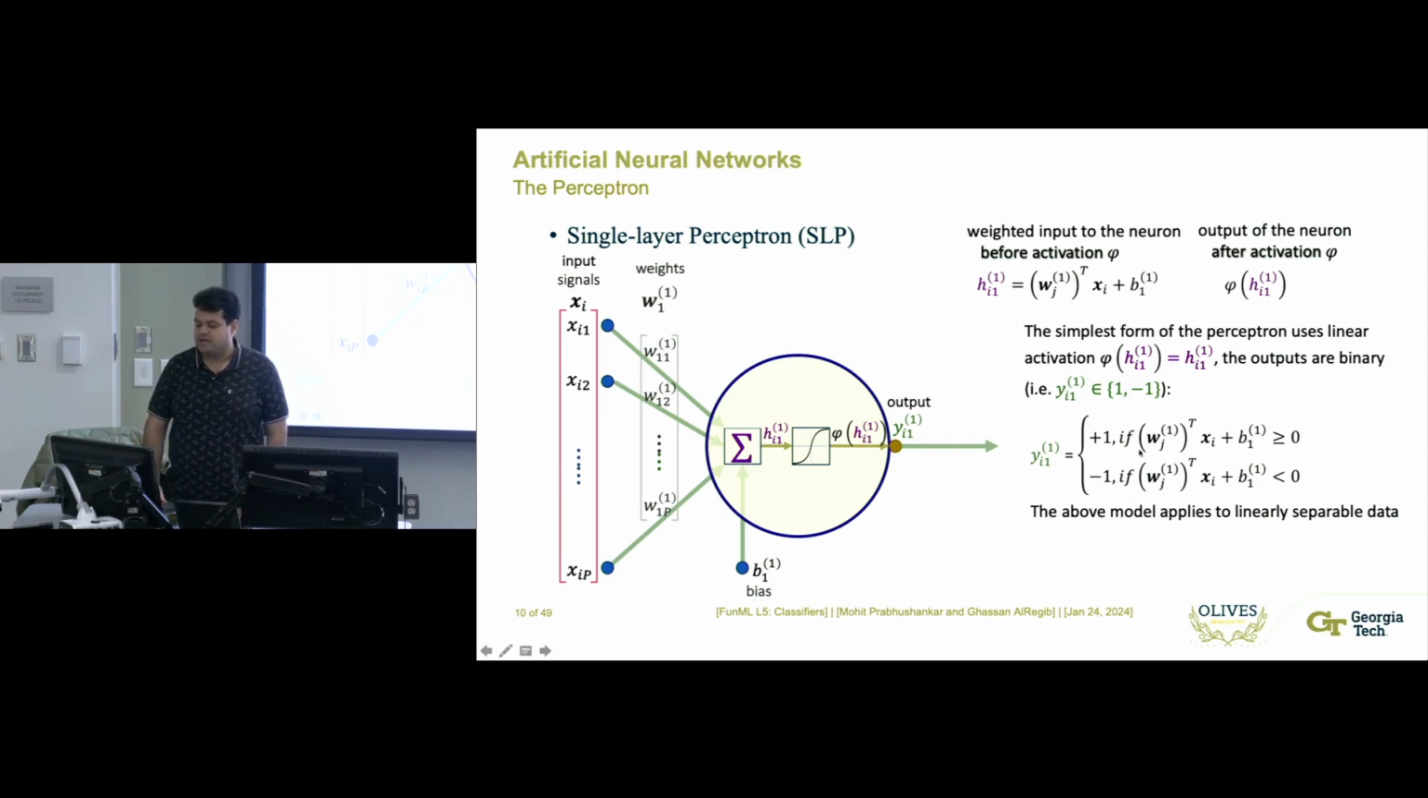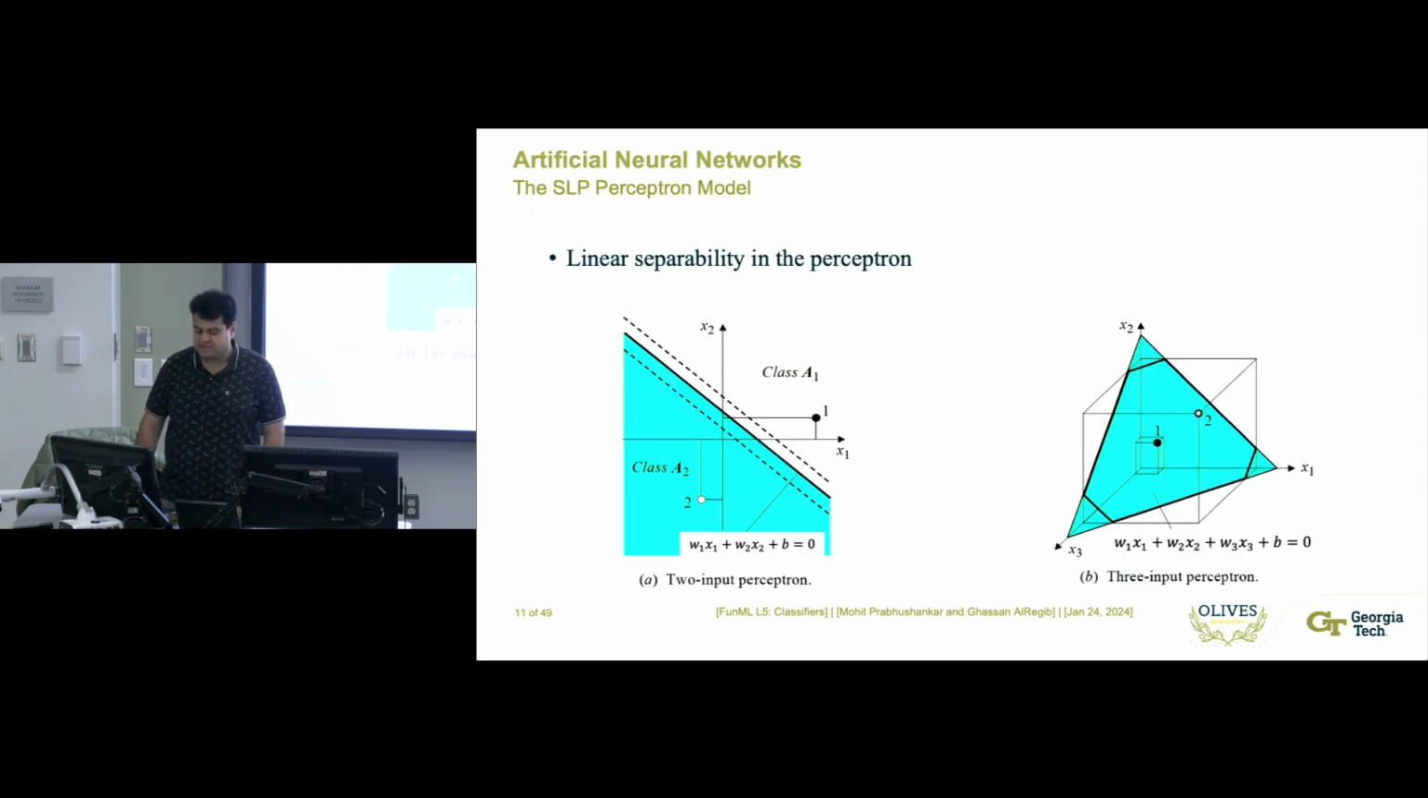So your w transpose x plus b, a linear system: if it's greater than or equal to 0, then it's in class 1. If it's less than 0, then it is in class -1. So that's how you can make this kind of an assertion, saying some data point that you're looking at is class 1 or -1. We have seen this before, and it's nothing more than a simple hyperplane.